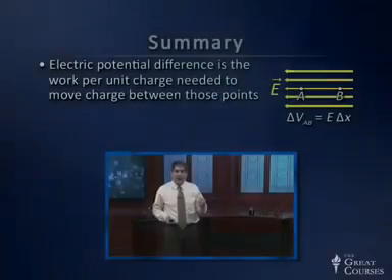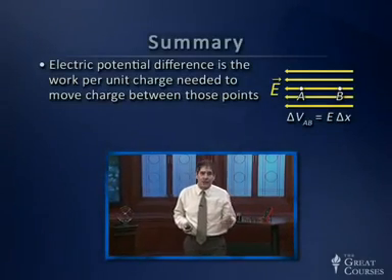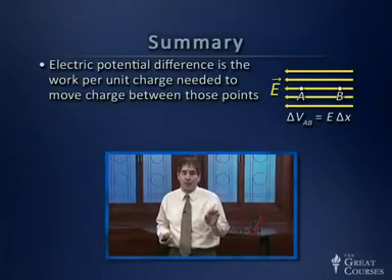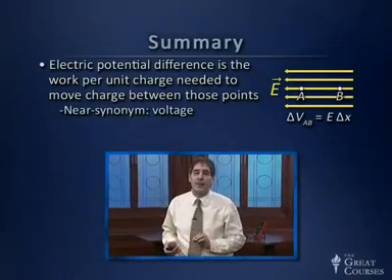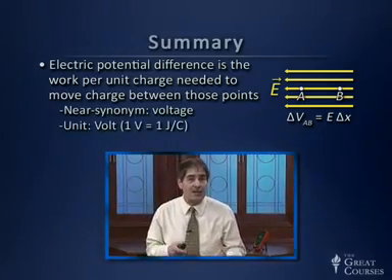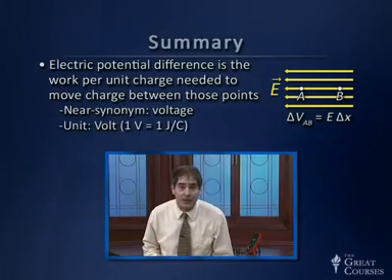Well, let me end with a quick summary of Lecture 30. We found that electric potential difference, this key idea very closely related to voltage, is the work per unit charge needed to move charge between those two points. Again, voltage is a near synonym for electric potential difference. The unit is the volt. What a volt really means is energy per charge. It's 1 joule per coulomb is the definition of a volt.